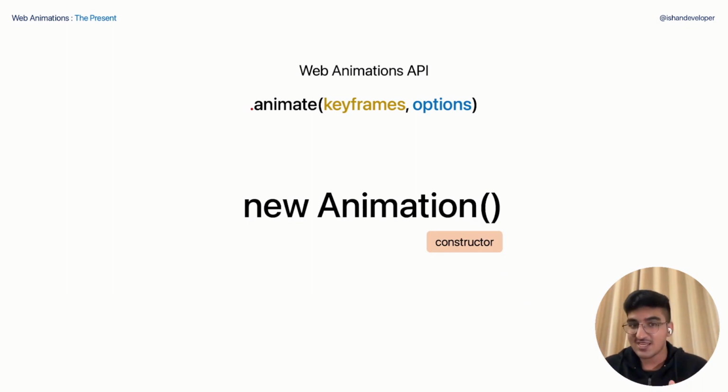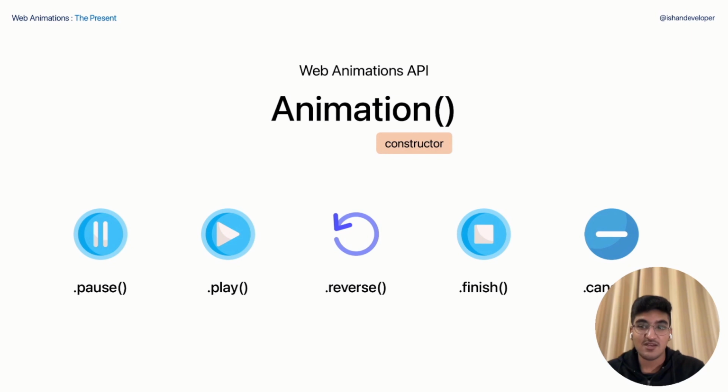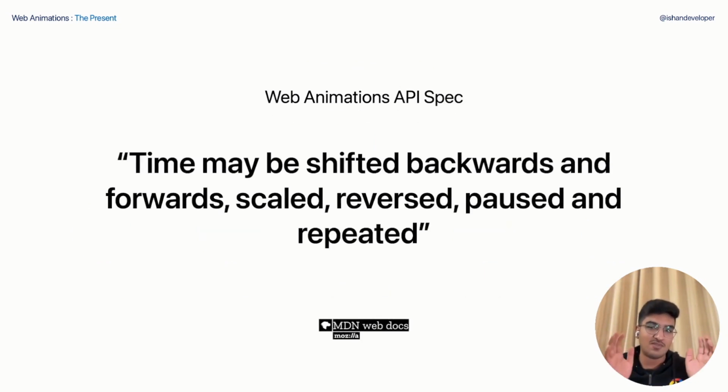Now, this is where things get interesting, because this animation constructor opens up a bunch of possibilities for us. We can leverage this to play with different animation states. You can pause, play, reverse, finish, and cancel any animation at any particular instance of time. In fact, this is a quote from the Web Animations API spec itself. It says that time may be shifted backwards and forwards, scaled, reversed, paused, and repeated.